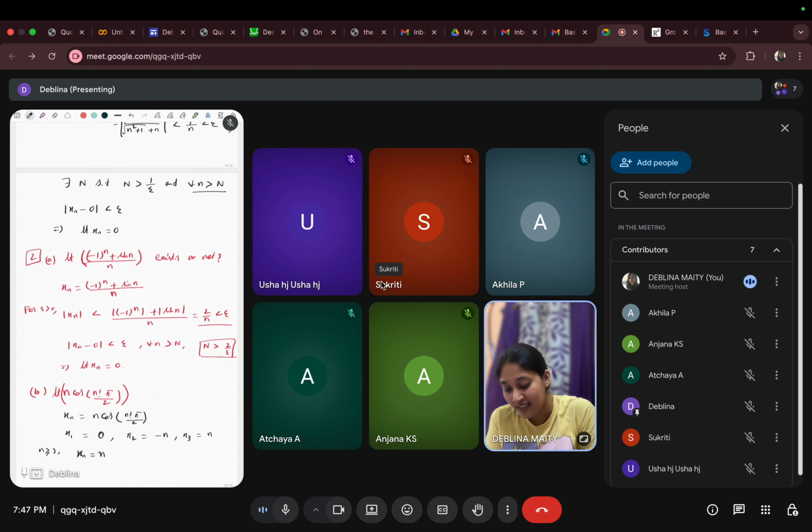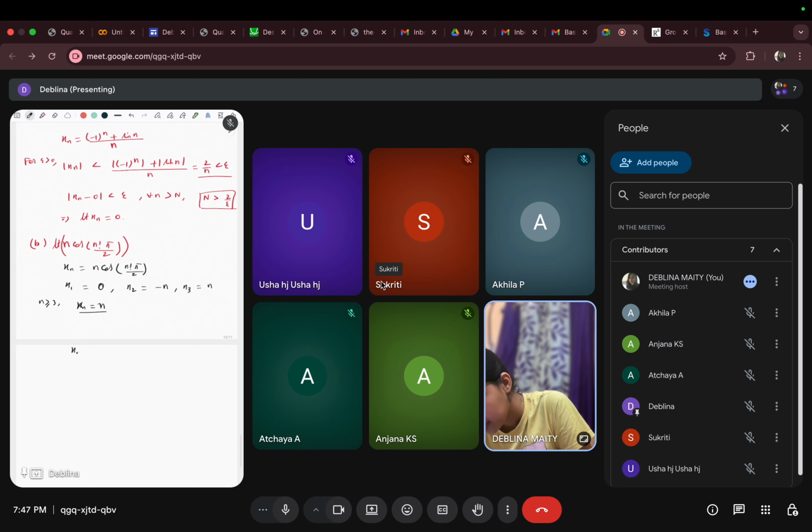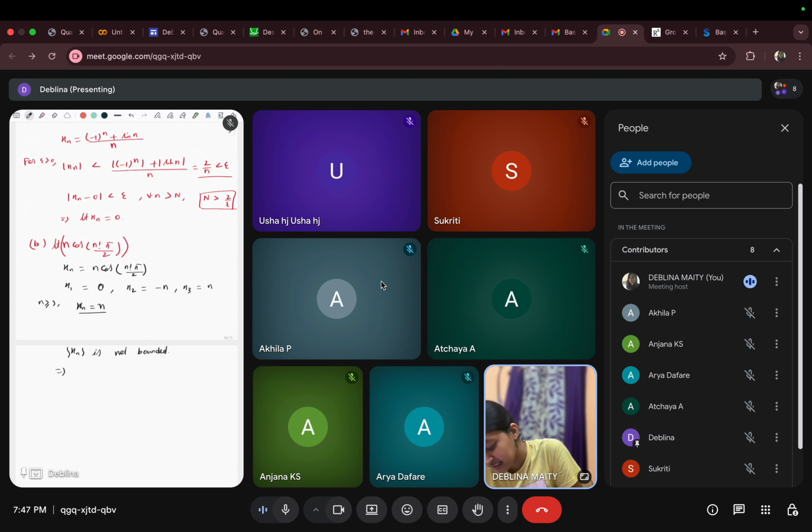So this means what? Xn is not bounded, it is going to be infinite when n goes to infinity. So not bounded means it is not convergent. This is simple. So xn is not bounded. This means xn is not convergent. Right? Okay.